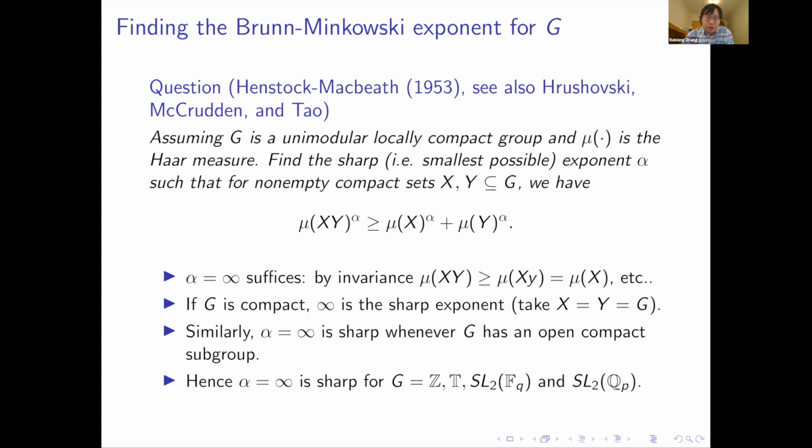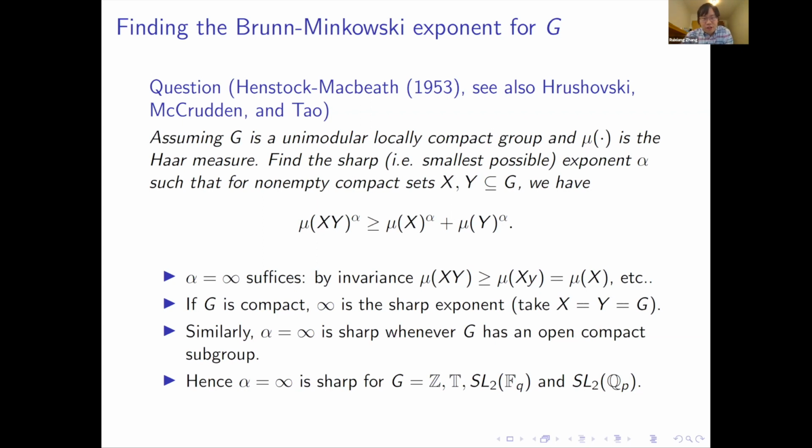So you can ask this question for unimodular groups. You assume G is unimodular and locally compact and mu is the Haar measure. And the question is to find the sharp exponent alpha such that for non-empty compact sets X and Y, you have mu of XY to the alpha's power bigger than mu of X to the alpha's power plus mu of Y to the alpha's power. So that's our goal, and that's the target inequality we're facing.